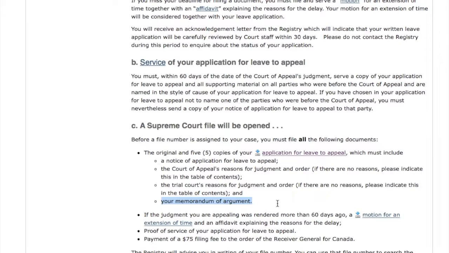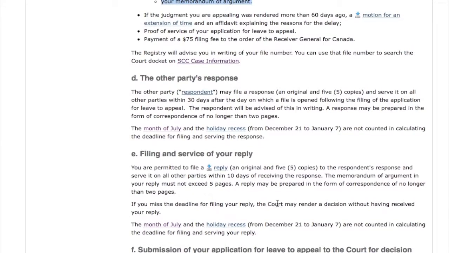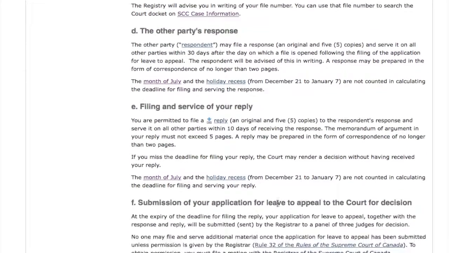You also have to show proof of service, so proving that service was made on the other side or on all the other parties. That could mean that you need to file an Affidavit of Service, which means that that document would need to be commissioned by a commissioner for taking affidavits.